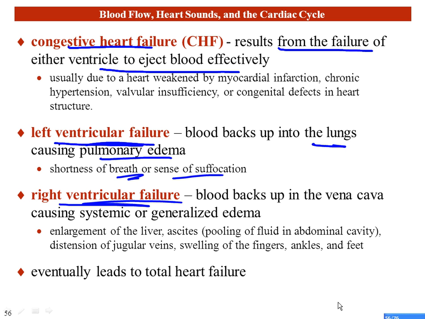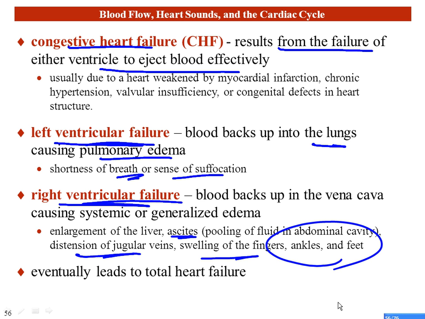So you can have edema in the abdominal cavity, ascites, we saw that before. It can cause distension in the jugular veins, swelling in the fingers, especially swelling in the ankles and feet. If somebody has congestive failure of the right side of the heart, their ankles will become extremely swollen. If you touch the swollen area and it leaves a little indentation, that's called pitting edema. It's a classic sign of right side congestive heart failure.